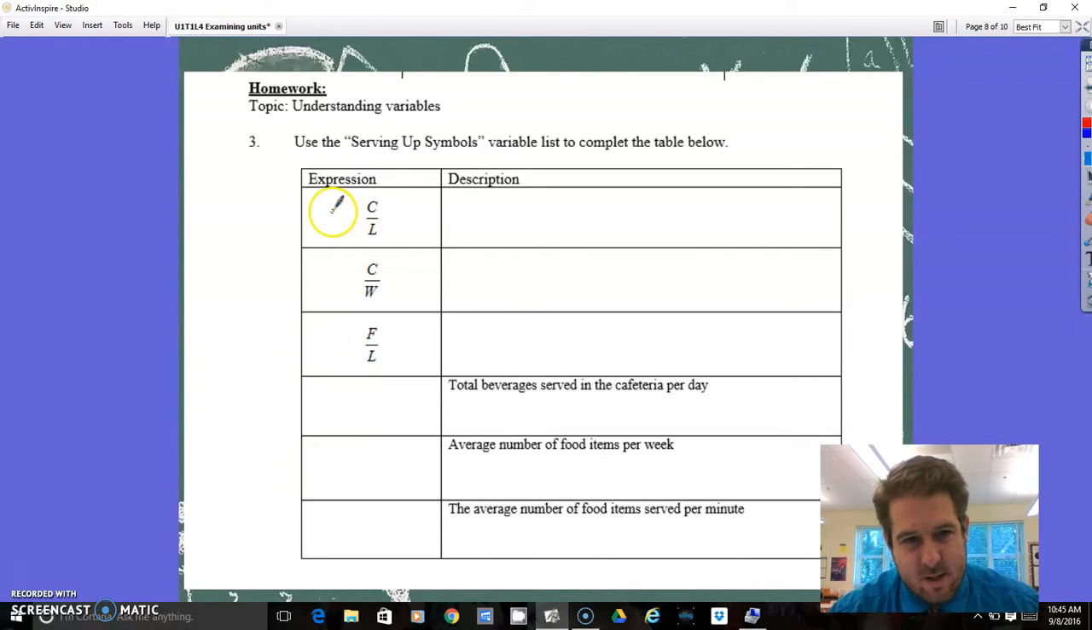This is lesson 4 still, talking about answers on the homework. I figured out what F is. F is the number of servers in the cafeteria. That was the one I couldn't remember. Sorry about that. So C divided by L. C is the amount of classes per lunch, and L is the amount of lines per lunch. And you'll notice that there's lunch both on top and bottom, so you can cancel those out. So basically, you end up with the amount of classes per line.